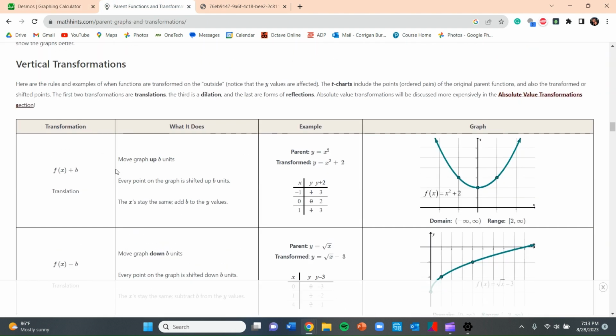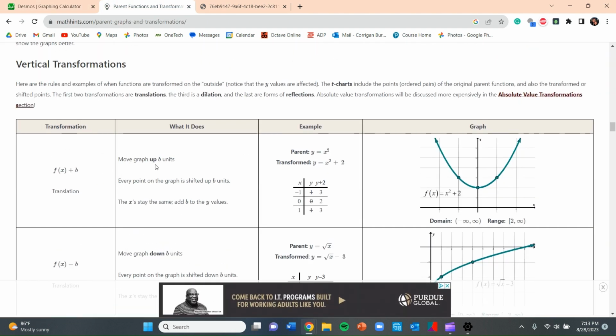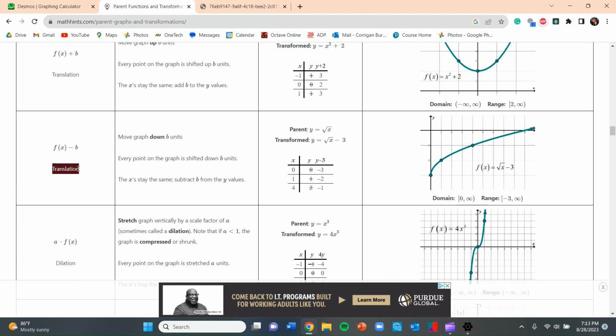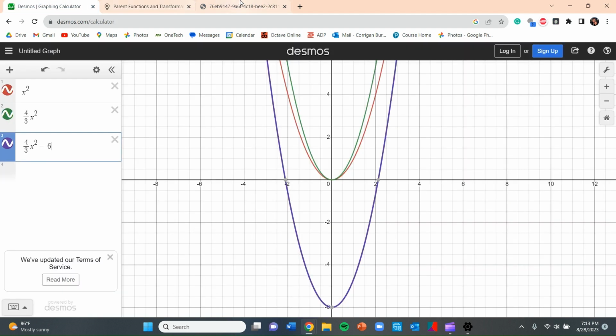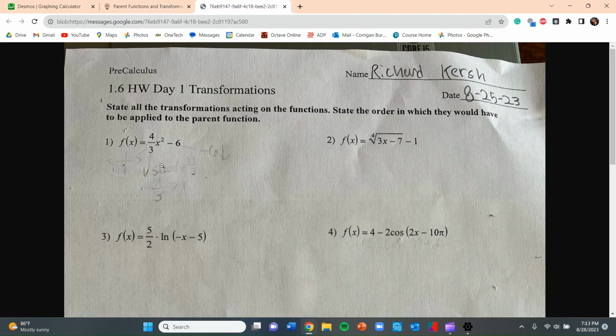So if we want the correct vocabulary for this, we can call this a translation down by 6 units, is what we would call that. So the next thing here would be translation down 6 units. And that's really all that's been done to that first one. You have a dilation or a stretch in the vertical direction of 4/3, and then you have a translation down 6 units here.